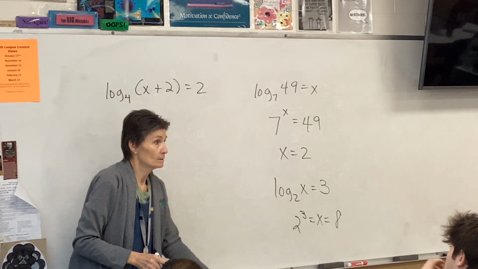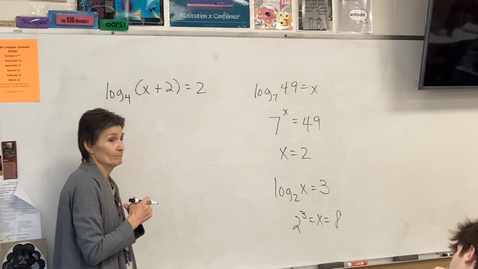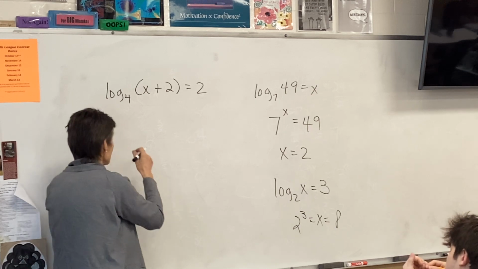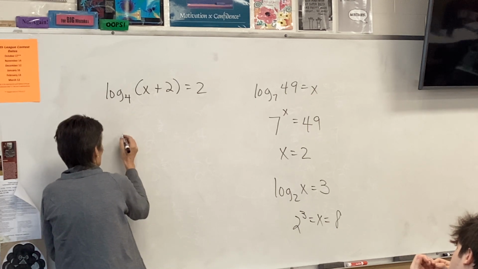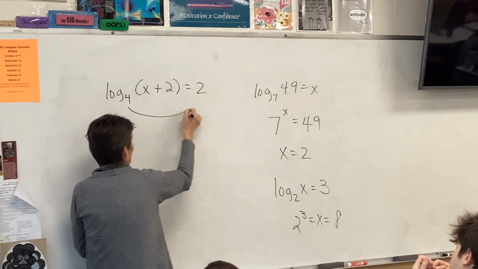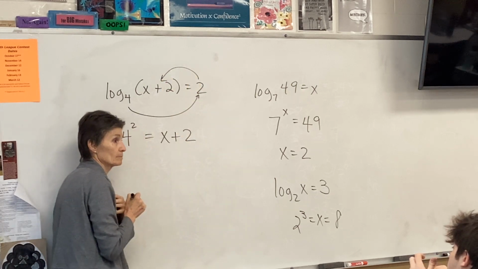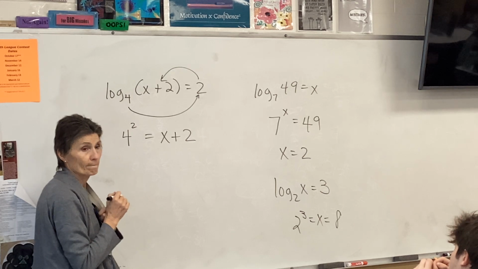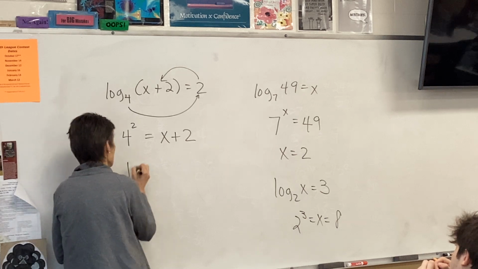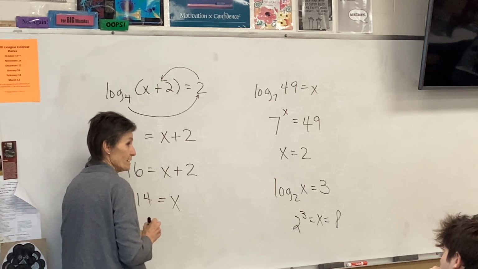Kinda harder. At least it looks harder. However, we're gonna log roll it, just like we did all the other ones. So what is this one gonna say if I log roll it? 4 to the second, all the way over to here, equals x plus 2? So what's 4 to the second? 16. So what's x? 14?